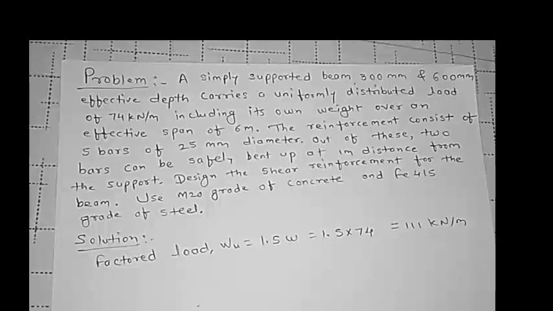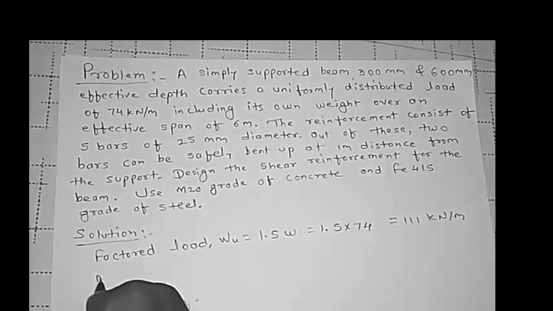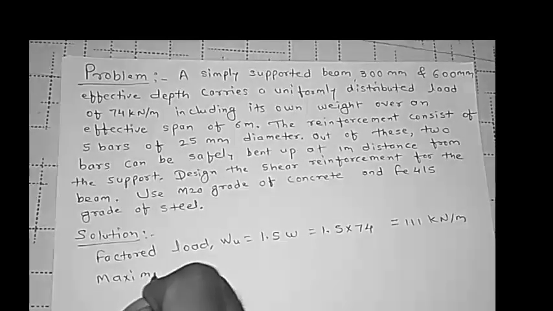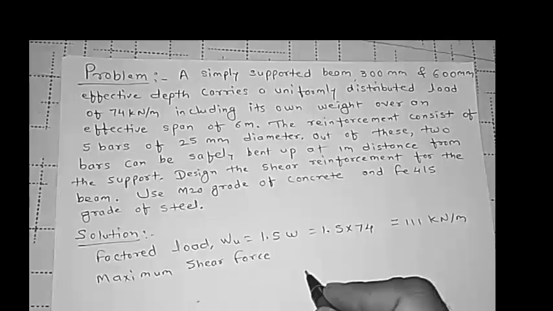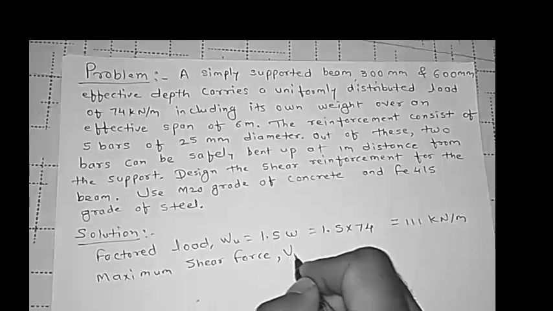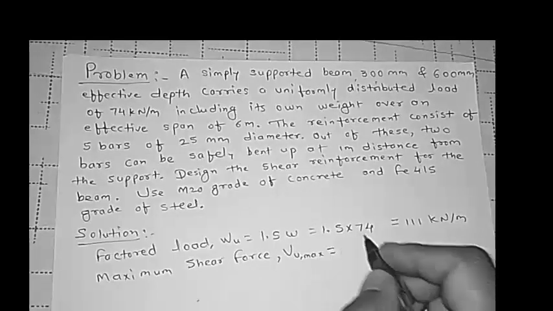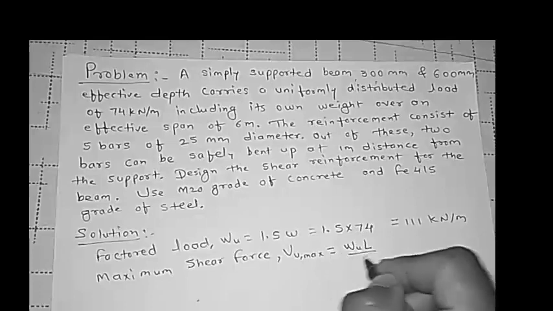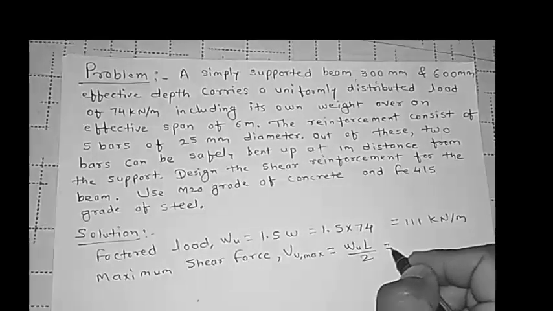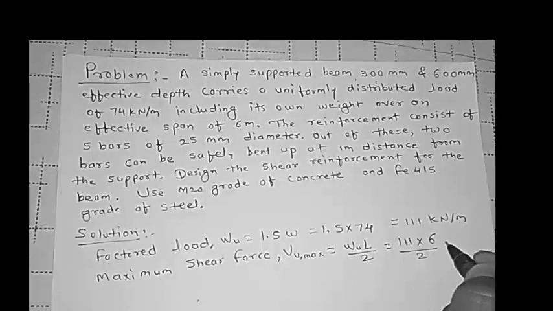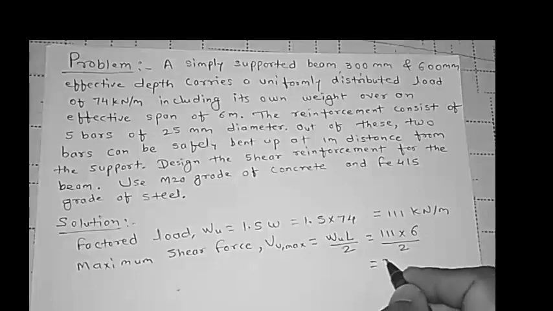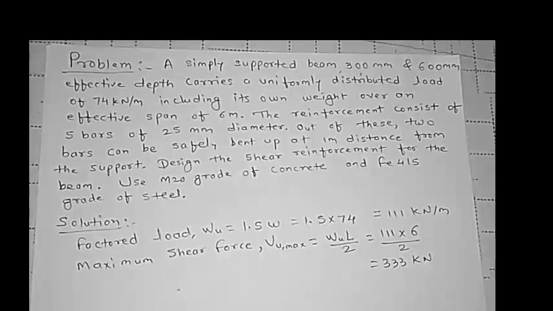And since this is a simply supported beam, we can say the maximum shear force for which we need to design the shear reinforcement, Vu max, equals WL by 2. So this is 111 into length 6 divided by 2. You will be getting around 333 kilonewton. That's the maximum shear force.